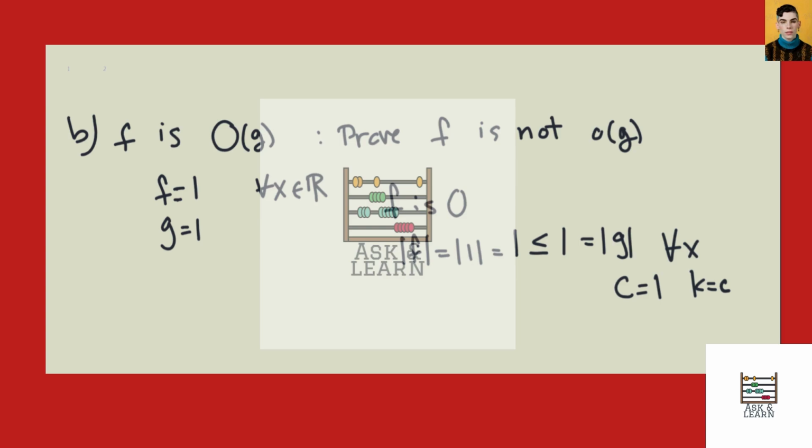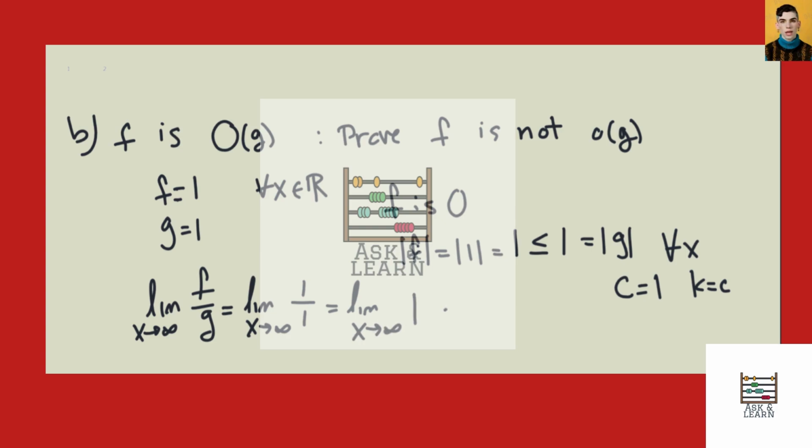All right, but if we take little o, right, which is going to be the limit as x goes to infinity of f over g, which is equal to the limit as x approaches infinity of 1 over 1, which is really just the limit as x approaches infinity of 1, which is going to equal 1. Well, that does not equal 0. So therefore, f is not little o of g.